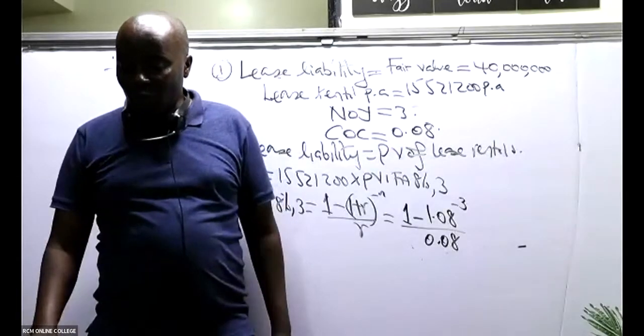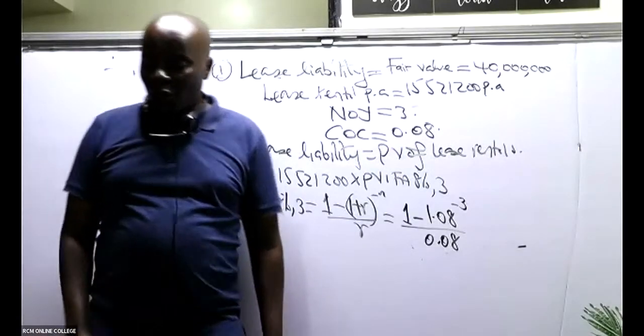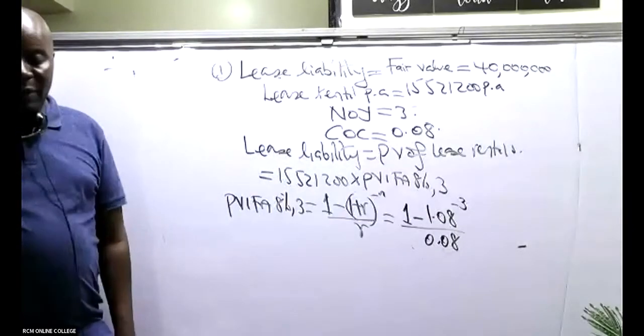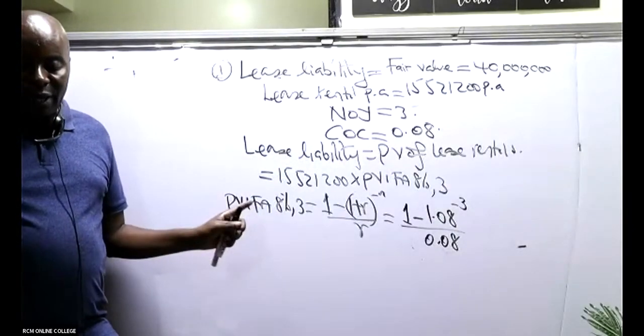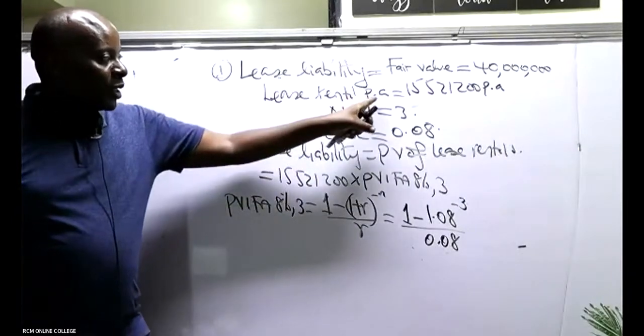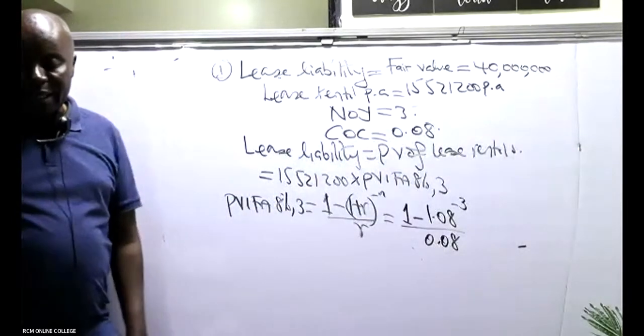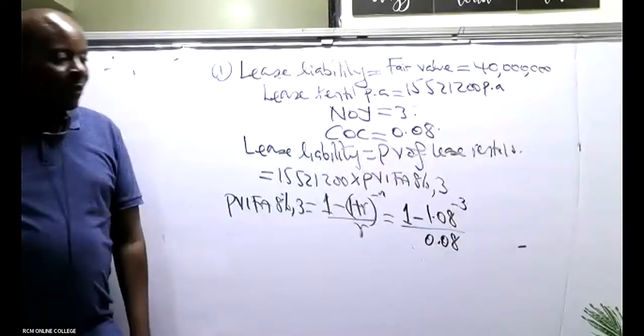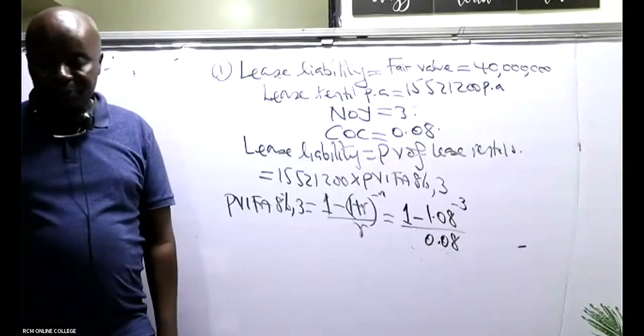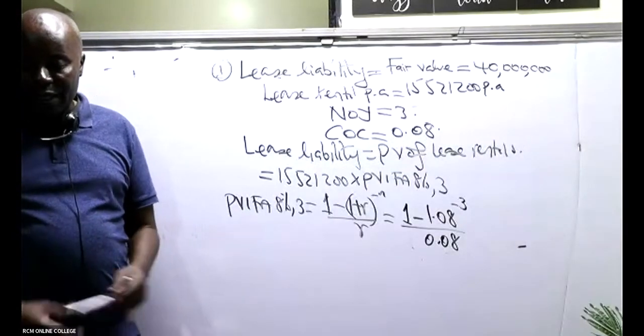So is there somebody who is able to give us this answer for the present value interest factor of an annuity? Remember, this figure is an annuity because it's a per annum figure. So somebody who is able to give me this PVIFA? 2.5771.